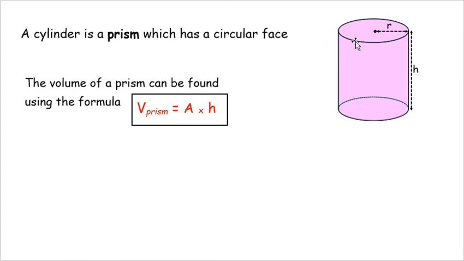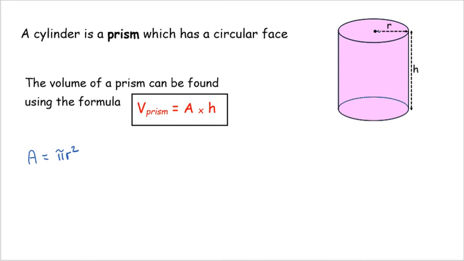Now, as we've looked at before, the volume of a prism is the area of the face multiplied by the height of the prism. In this case, the area of the face is the area of a circle. So we need to work out what the area of a circle is in the first place and then multiply by the height. As a recap, the area of a circle is given by pi r squared, so pi multiplied by the radius squared.